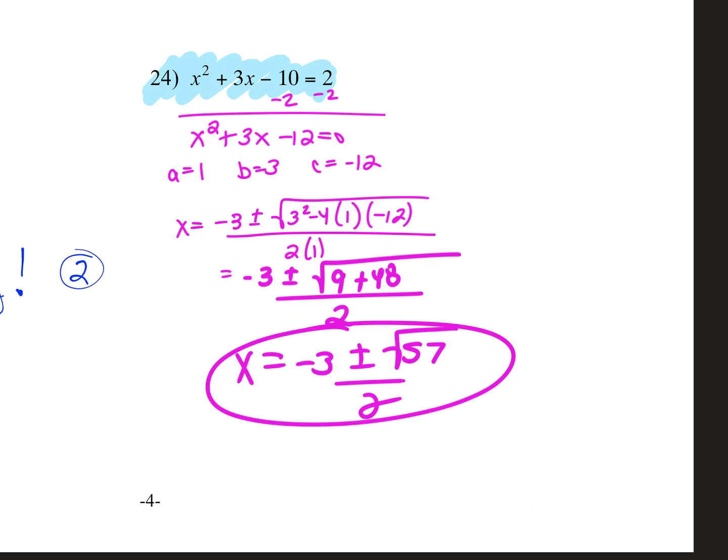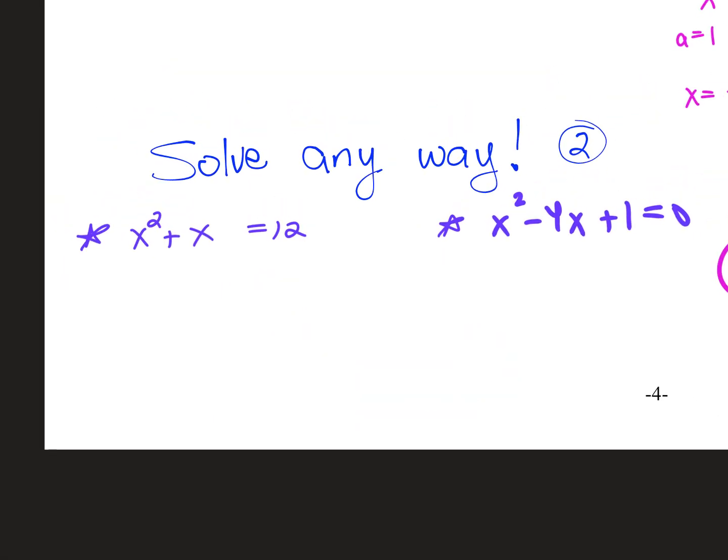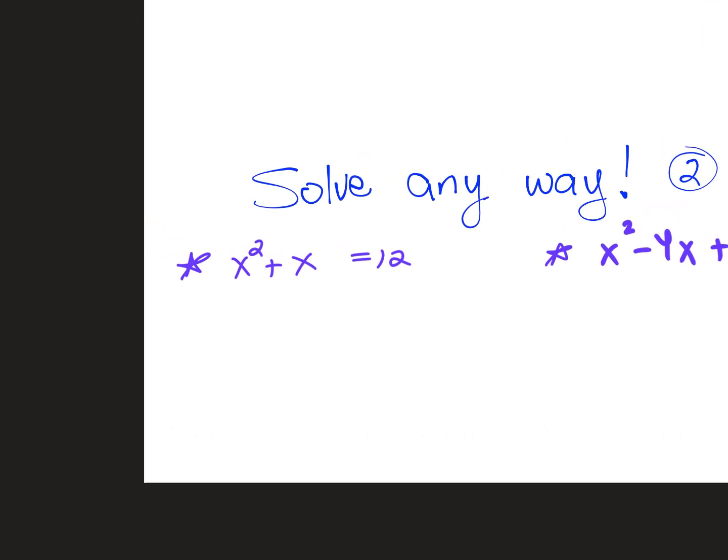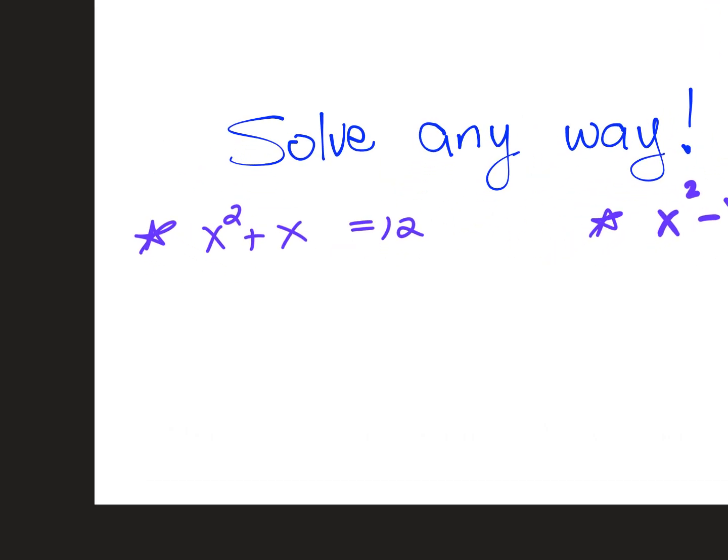So say you have a problem. Say you have these two, and it just says solve. That means you can do whatever you want. I think the first thing you should try to do is factor it, because that's always the quickest. It's the easiest. So in a case like this first one, what should I do with the 12? I'm going to subtract it. So I'm going to rewrite this as x squared plus x minus 12 equals 0.